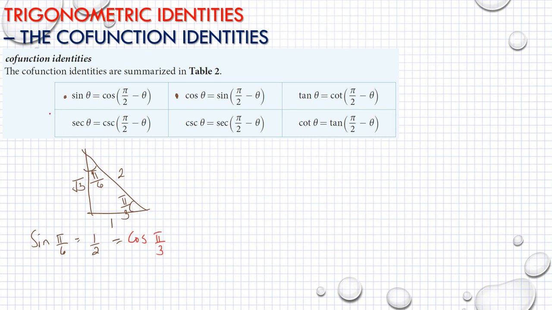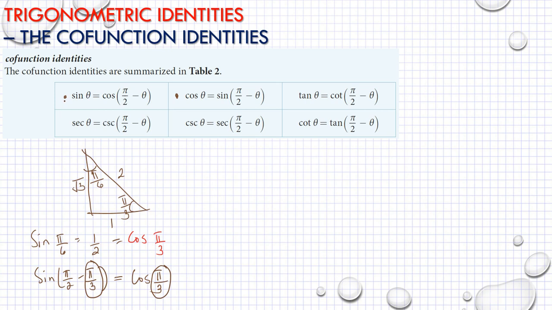What gives this is that if I put sine of pi over 2 minus pi over 3, that's pi over 6, that is equal to cosine pi over 3, because our theta now is pi over 3. A very brief explanation about cofunctions.